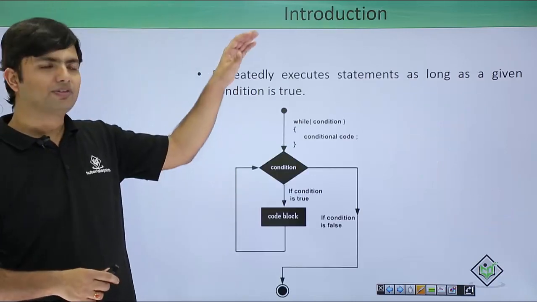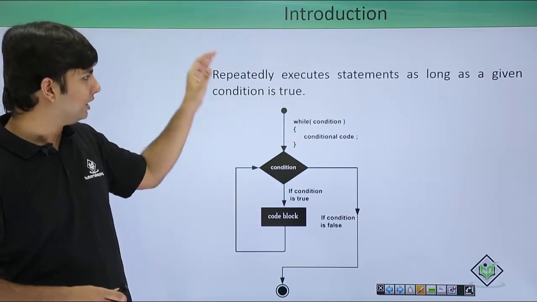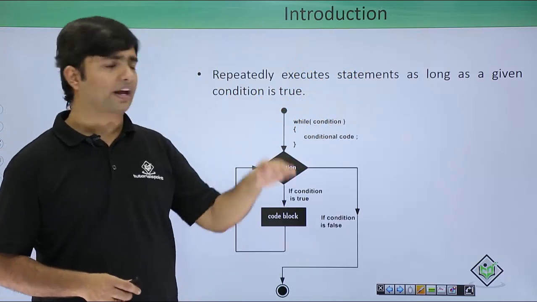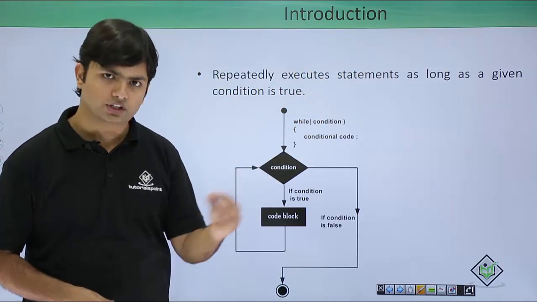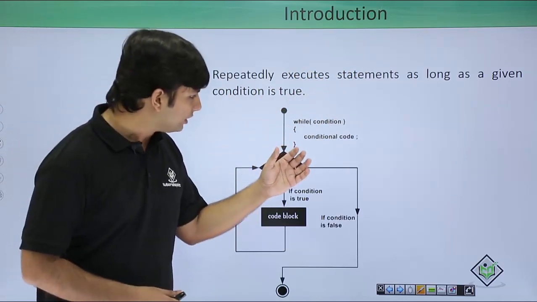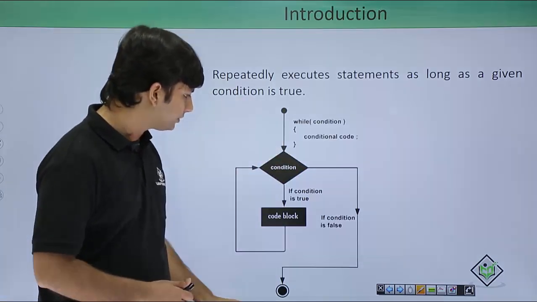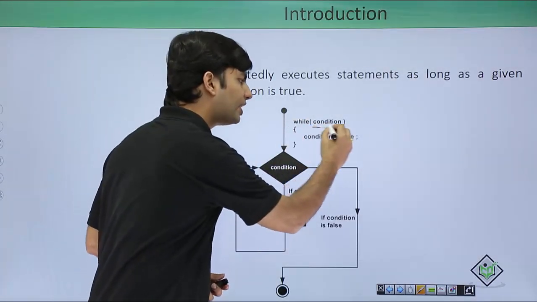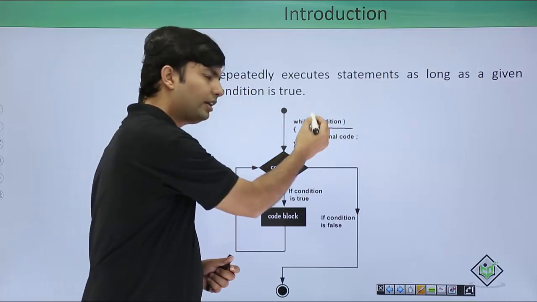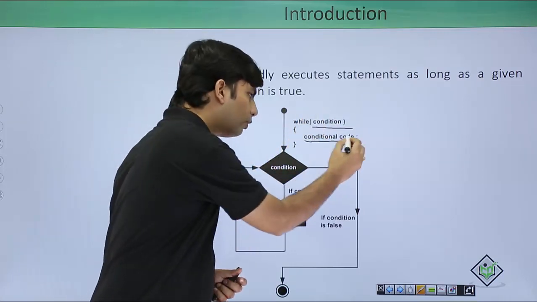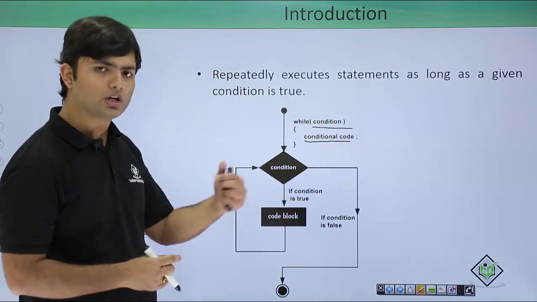So that is what we will do here in the while loop as well. It repeatedly executes the statement as long as a given condition is true. So as here, you can see the syntax where first of all, we will check a condition, and when this condition returns true, we will execute the conditional codes.